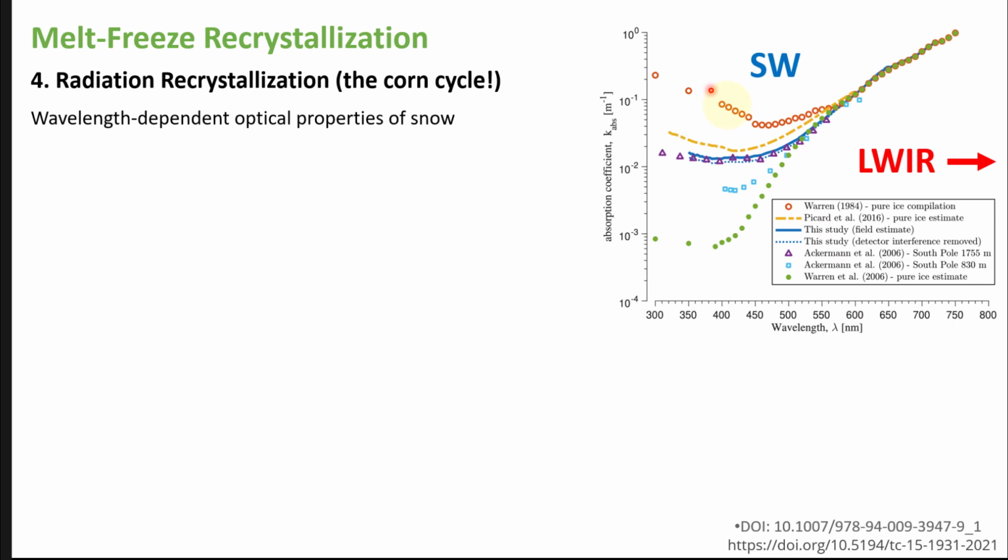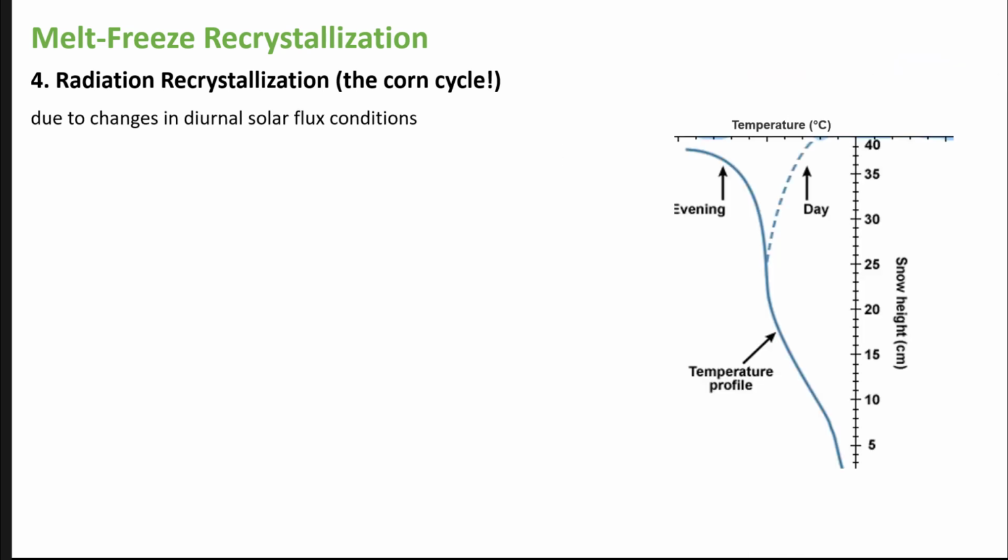And so what that's really telling us is that shortwave radiation can penetrate deeper into the snowpack because it has a smaller extinction coefficient, and long-wave IR, the actual thermal part of the radiation spectrum, has a very, very high attenuation, so it doesn't penetrate very deeply into the snowpack, or it's absorbed by very thin layers of snow.